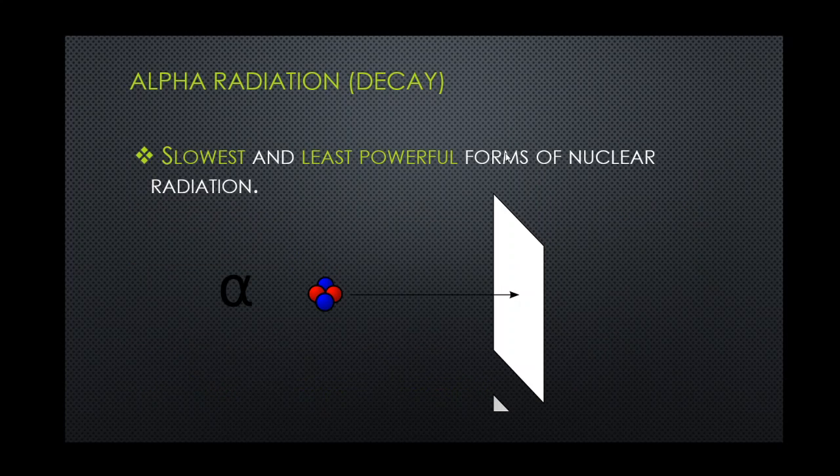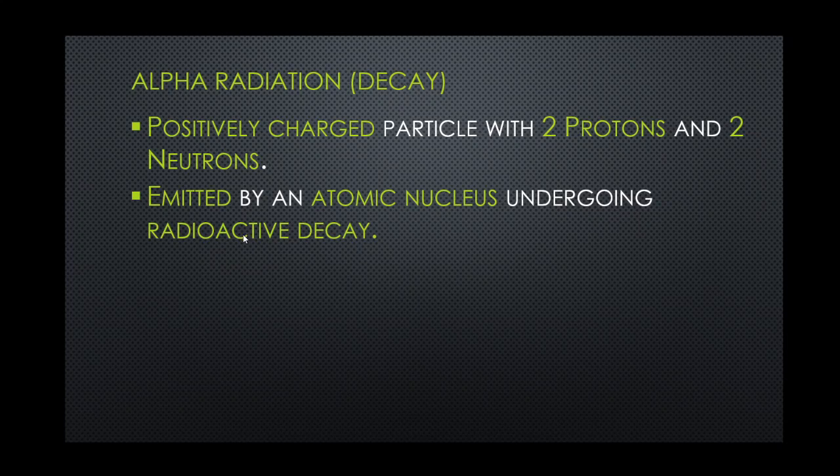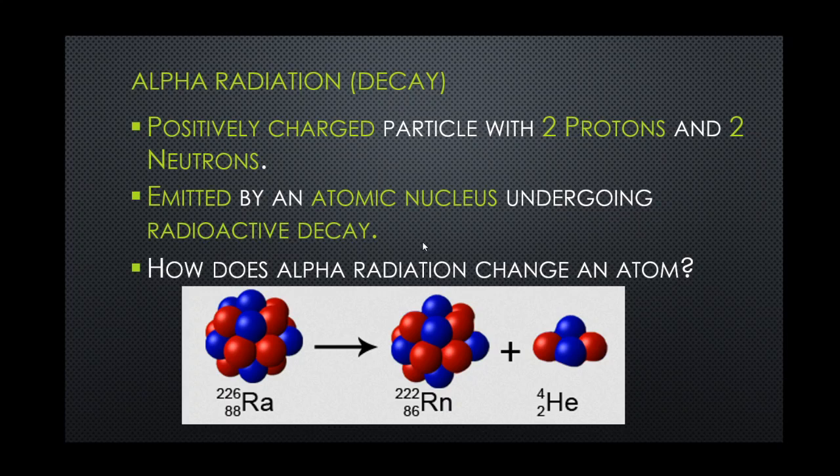It is the slowest and least powerful form of nuclear radiation. It is blocked, as we saw in the beginning, by paper or skin, okay? And that particle you just saw, helium-4, is a positively charged particle with 2 protons and 2 neutrons. It's emitted by the nucleus undergoing radioactive decay. What does that mean? That means it's breaking down, and what comes off is what we call an alpha particle.